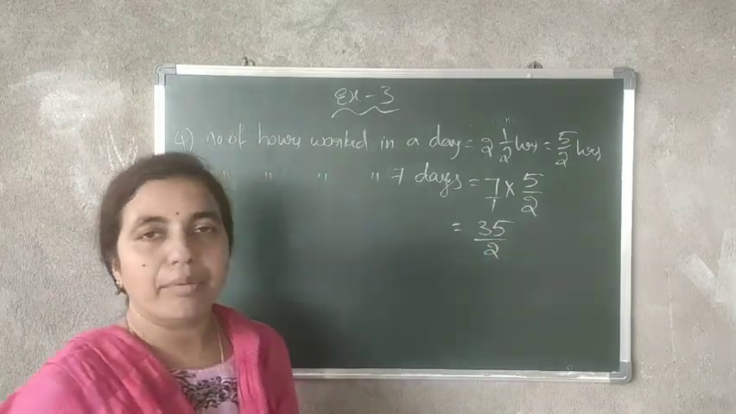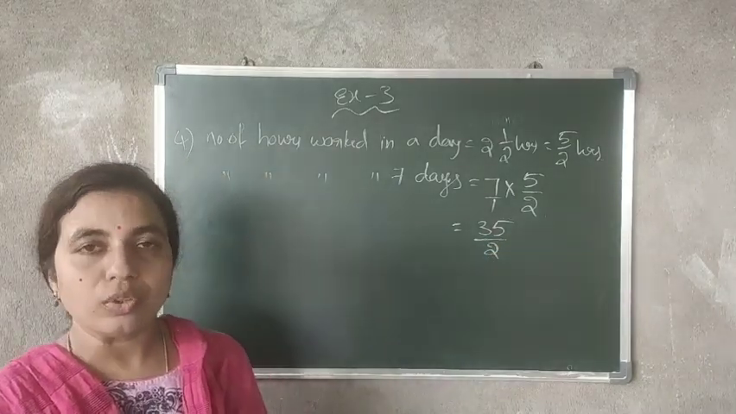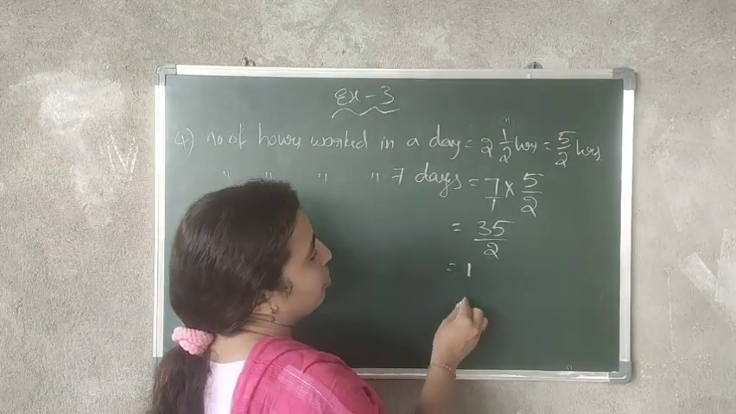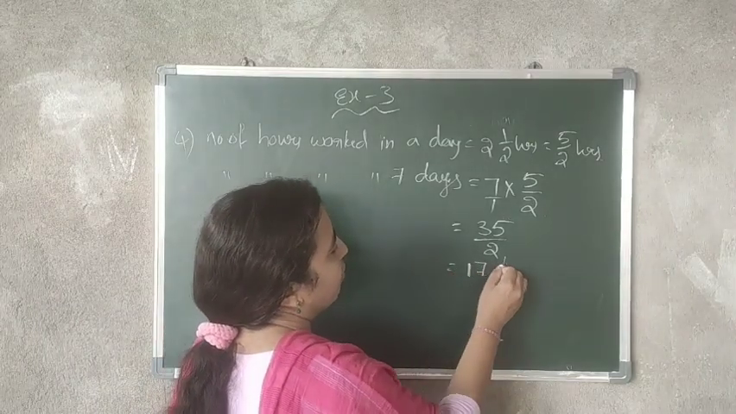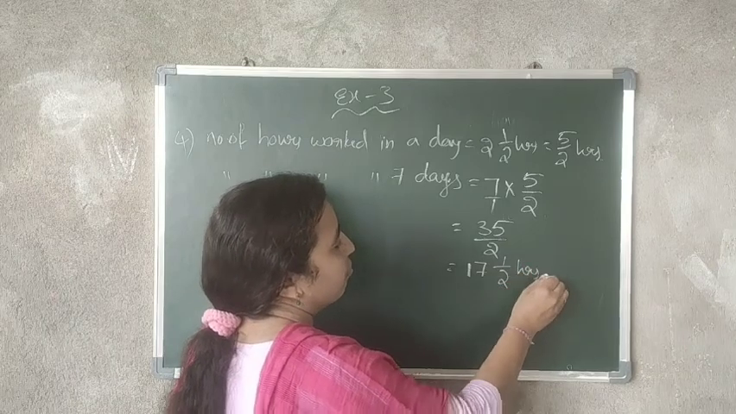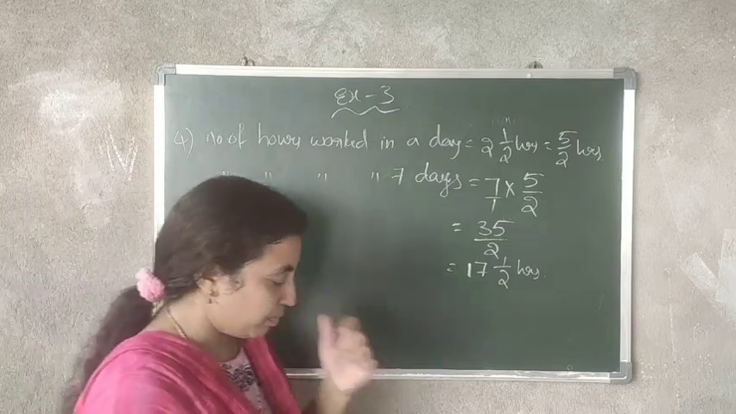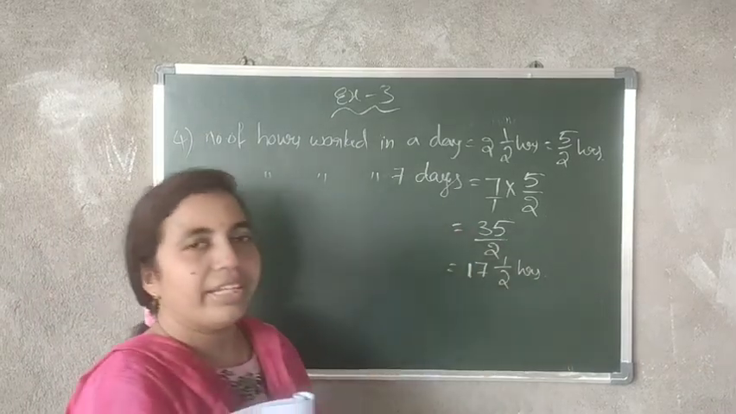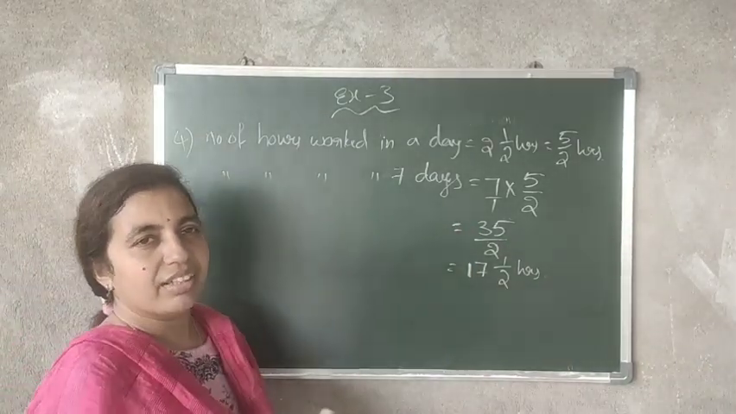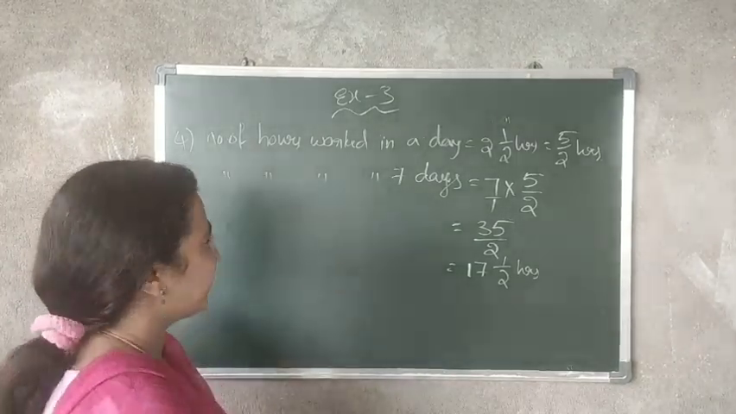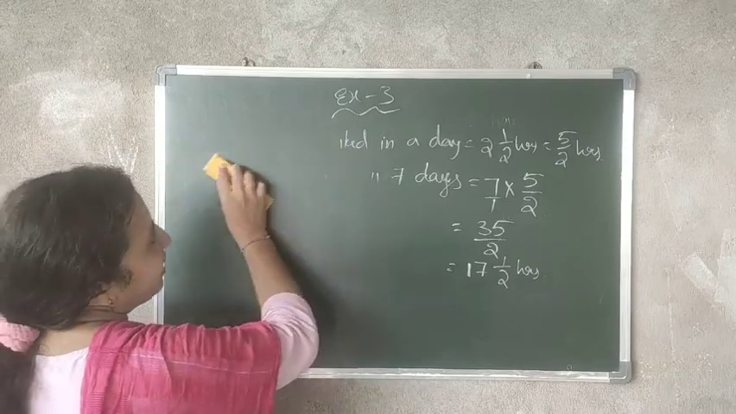But this is an improper fraction. So convert that into a mixed fraction. 2 1s are 2, 15, 2 7s are 14, 1 by 2 hours. 17 1 by 2 hours. Okay, that is fourth problem. These are all very easy, no? You can do it within a minute. Like this you can. I know, you are very smart.